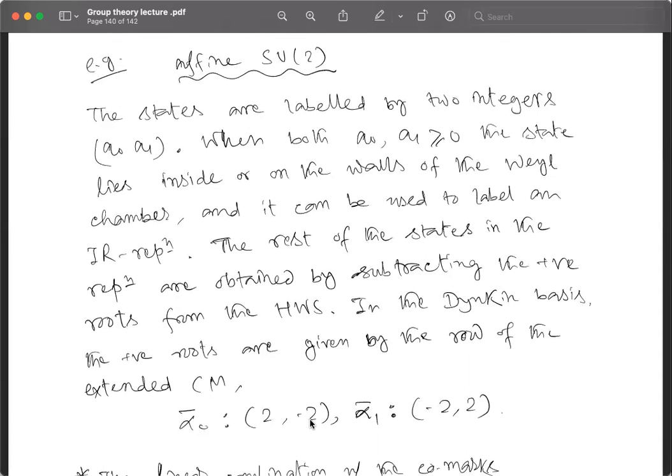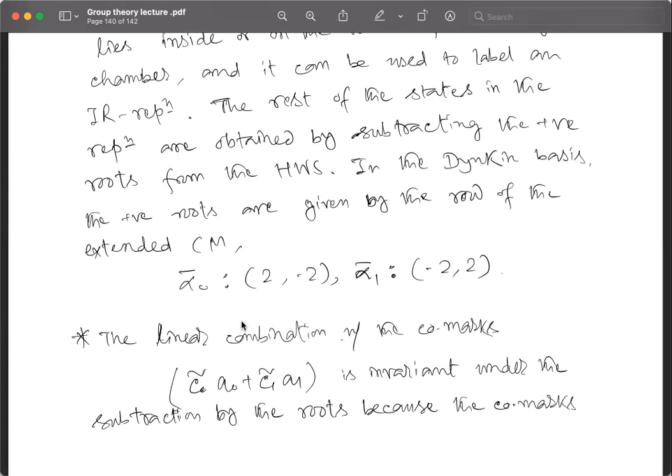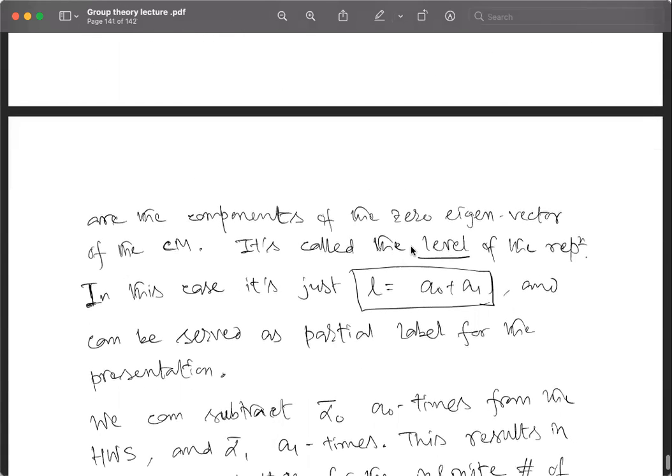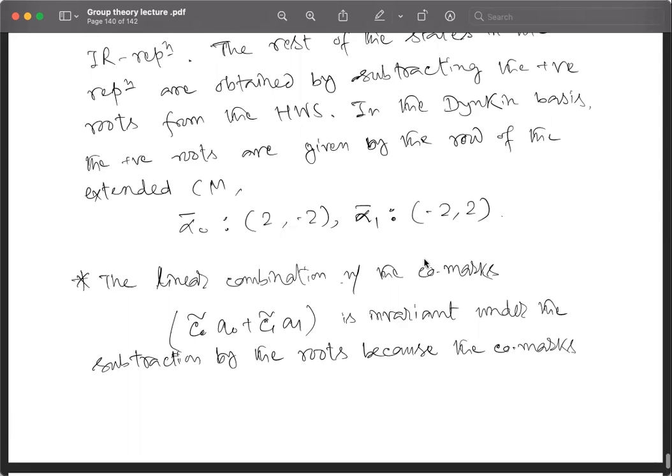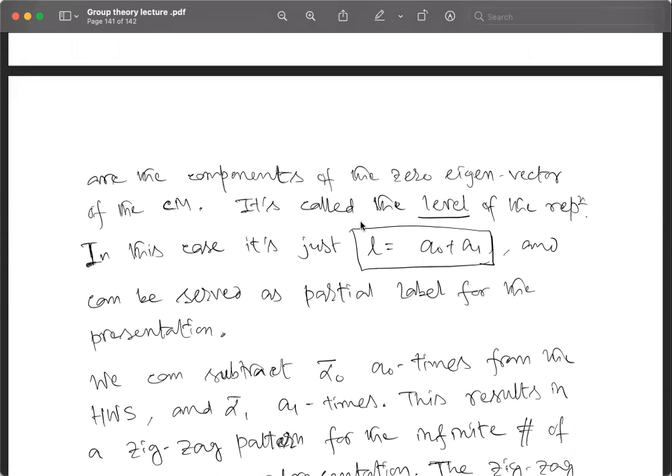The rest of the states in the representation are obtained by subtracting the positive roots from the highest weight state, as in the usual case. So in the Dynkin basis, the positive roots are given by the rows of the extended Cartan matrix. For example, alpha_0 is (2, -2) and alpha_1 is basically (-2, 2). And the linear combination with the co-marks, which is c0 a0 plus c1 a1, is invariant under the subtraction by the roots because the co-marks are the components of the zero eigenvector of the Cartan matrix. So it doesn't alter anything. So it's called the level of the representation.